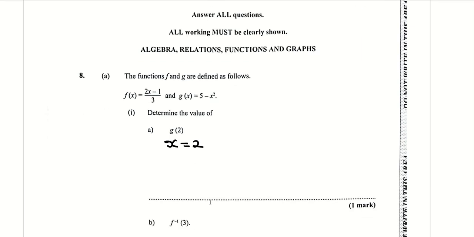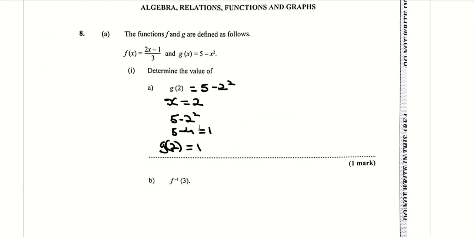Right. So this would be 5 minus 2 squared. So 5 minus 2 squared is 5 minus 4, which is equal to 1. So g of 2 is equal to 1.